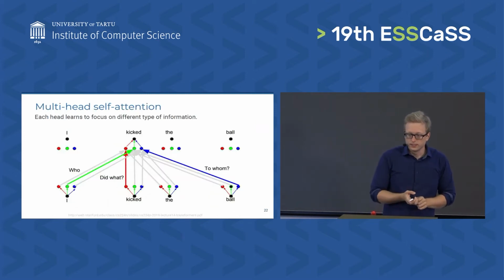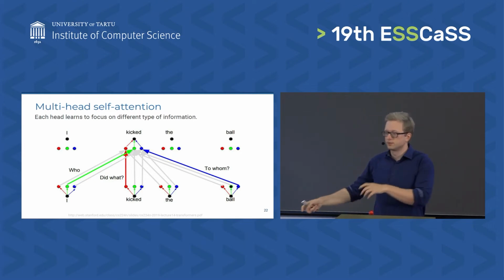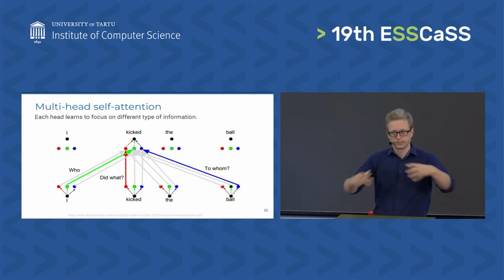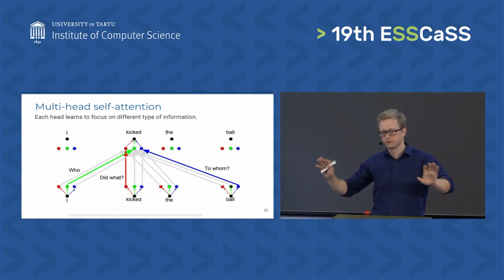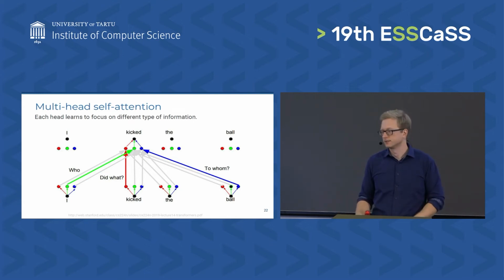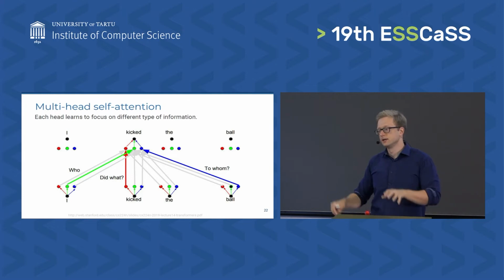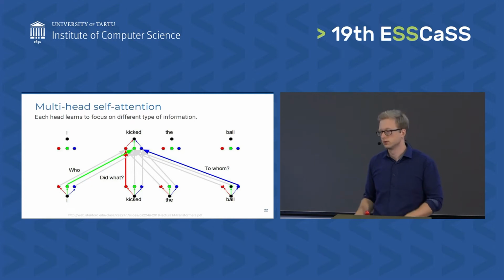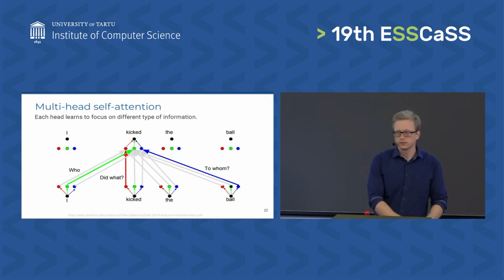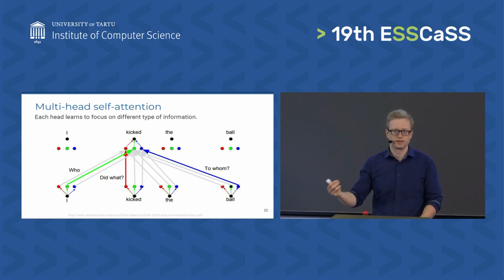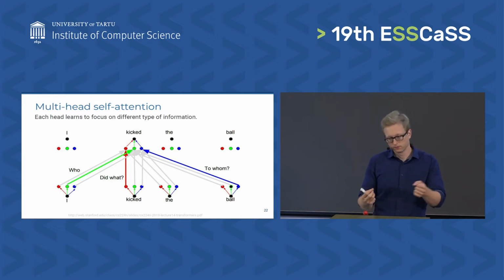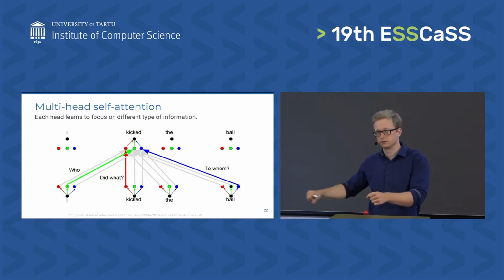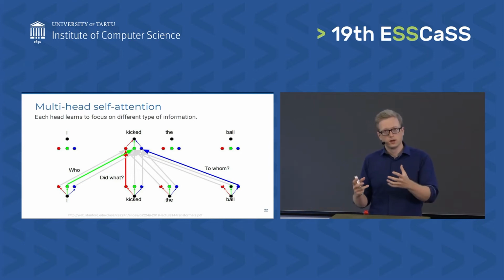In practice, we do this self-attention multiple times in parallel. So instead of just doing it once, we have multiple copies of self-attention, and this is called multi-head self-attention. And the idea is that each head learns to focus on a different aspect of the input. So maybe one head learns to focus on who did something. If we're trying to capture information about a verb, then maybe one head is looking for the subject, one head is looking for the object, etc.